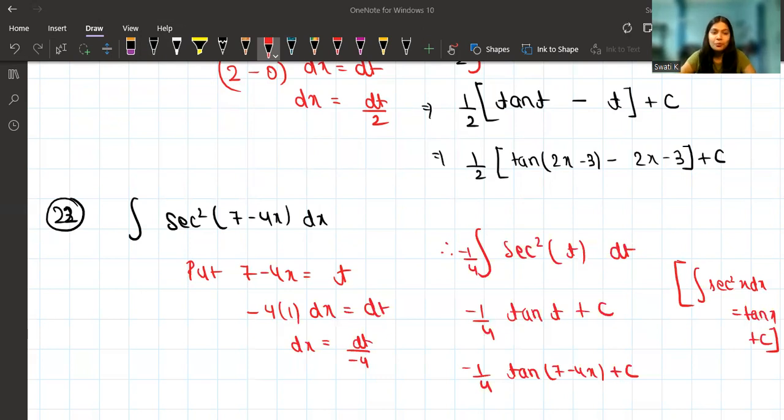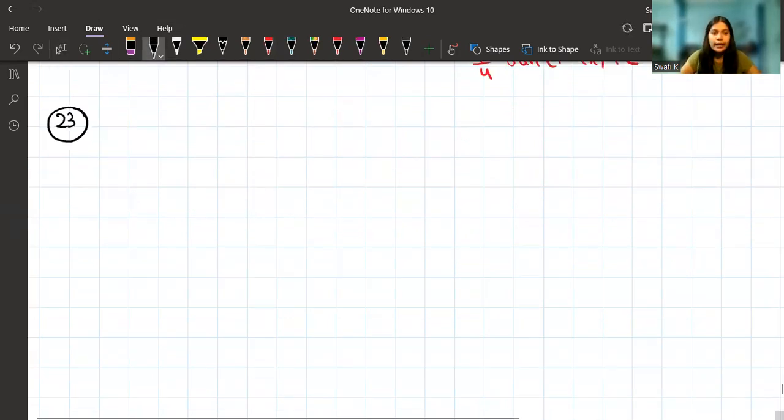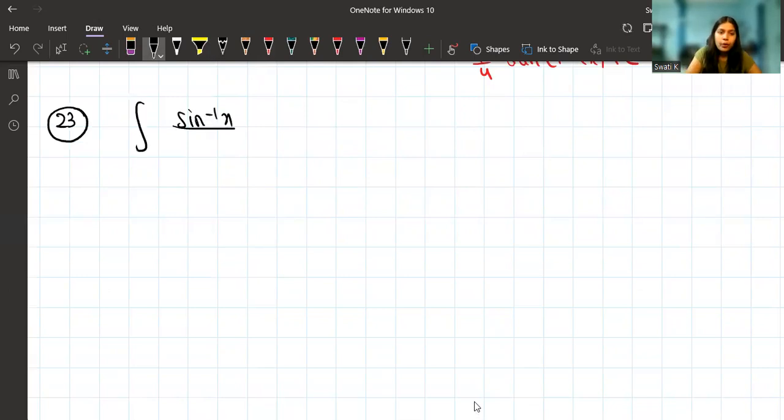Now it's time to move to the 23rd question because I'm going to finish this. I'm not going to make the third part of this video. So let's quickly do the 23rd question. And that is integration sine inverse x upon root over 1 minus x squared dx. Now this is also very simple because we know that the derivative of sine inverse x is 1 upon root over 1 minus x squared. So let's start with the solution.